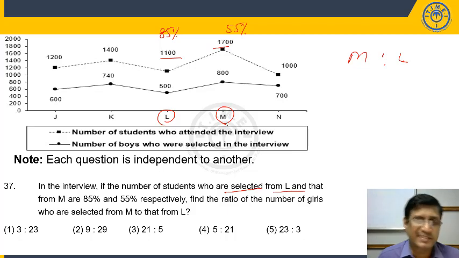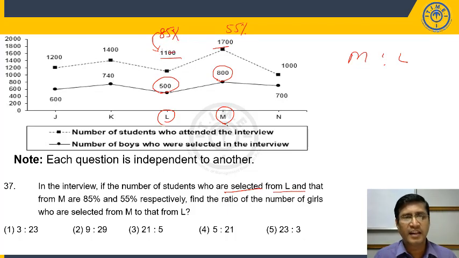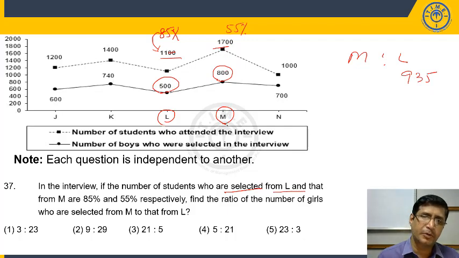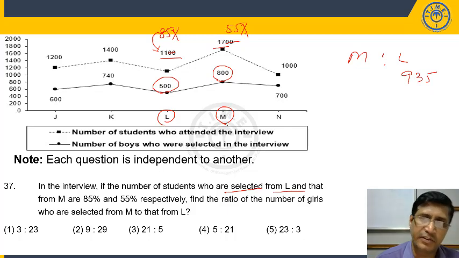The number of girls who are selected. Okay, now how many boys selected here? 500 boys selected, whereas here 800. Actually, 85% means how much is 85% of 1100? The percentage and zeros we can cancel. 11 into 85 is 935. That is the value of L. Then what about the M value? The 55%. The percentage and zeros we can cancel. Then what is the next? 55 into 17. 55 means 5 into 11. So 5 into 17 is 85. 85 into 11 is equal to 935.